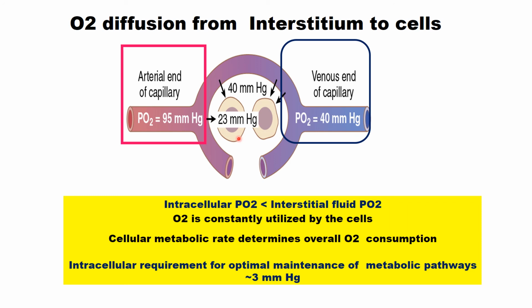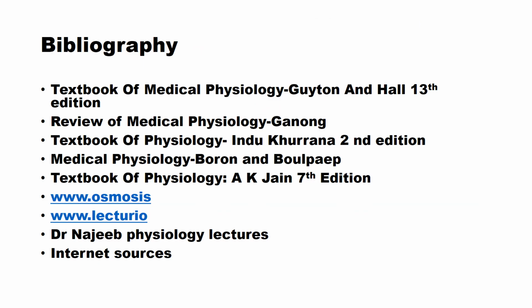So finally the oxygen transport is complete. It started at the level of alveoli, then it was transported by the means of dissolved oxygen and bound to the hemoglobin up to the level of these tissue cells, and finally it is taken up by the tissue for various metabolic processes. This is the reference material.